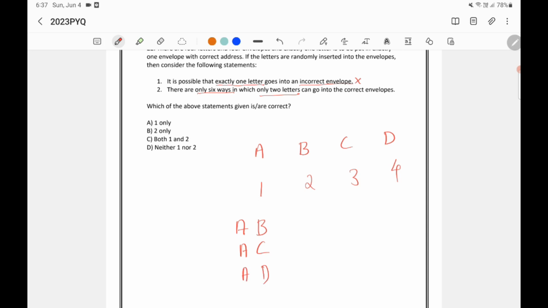That is another possibility. Now B and C is a possibility, because B and A we have already taken here. So B and C is a possibility. B and D going correct is a possibility. Similarly, C and D going correct is a possibility. So these are the different possibilities of exactly 2 letters going into the correct envelope, right? So total 1, 2, 3, 4, 5, 6 possibilities are there. So this is actually correct. So option B, 2 only, is the correct answer here. Okay.